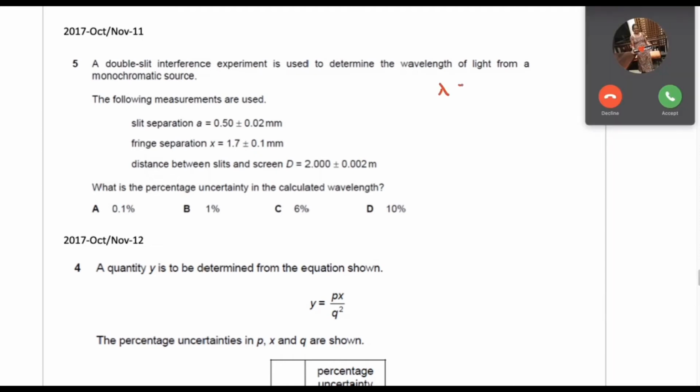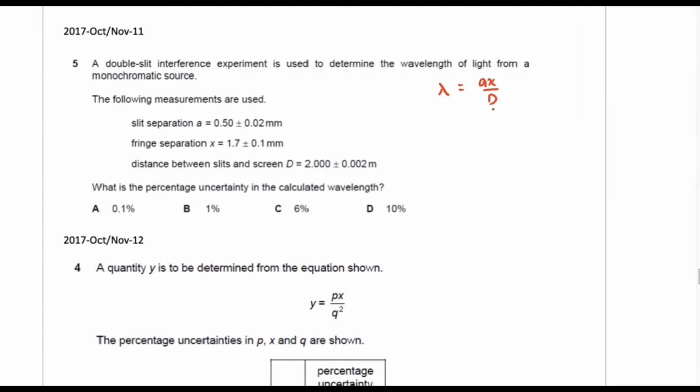Lambda equal to ax over D. So this is the formula. Now when you look at this formula, first you have to know our quantities are multiplying and dividing. So we need to add up the percentage error, if you still remember that.